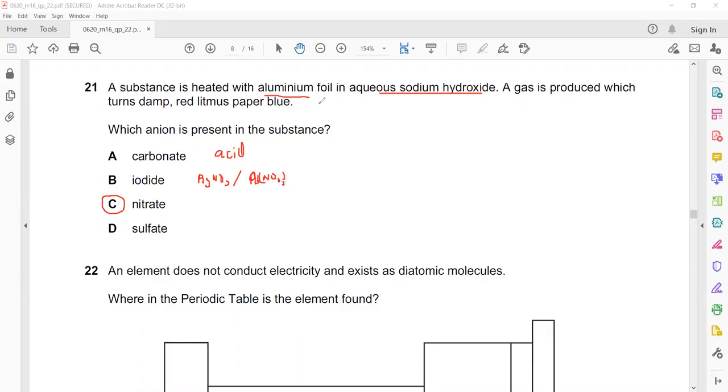To test nitrate, we add aluminum powder followed by sodium hydroxide and heat. To test sulfate ion, we add barium nitrate or barium chloride, because it results in the formation of barium sulfate, which is a white precipitate.